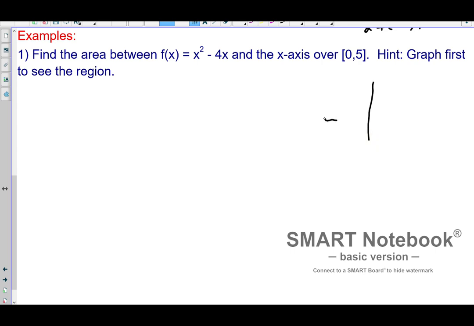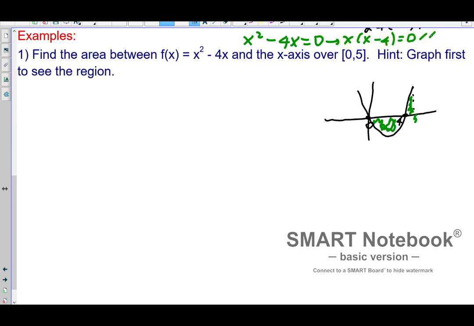So you can look at the graph of this using your calculator. But if you factor x out of there, x times x minus 4, you're going to see that it has two x-intercepts at 0 and 4. And this is a parabola that opens up. So roughly speaking, you have an idea what the graph is going to look like, and it crosses the x-axis at 0 and 4, and we want to find the area between the function and the x-axis all the way to 5. So this is one area, plus this is another area that we're going to need to find. And again, what I did here was I set x squared minus 4x equal to 0, factored out an x, and set each factor equal to 0 to get x equals 0 or x equals 4 as the x-intercepts of this function.